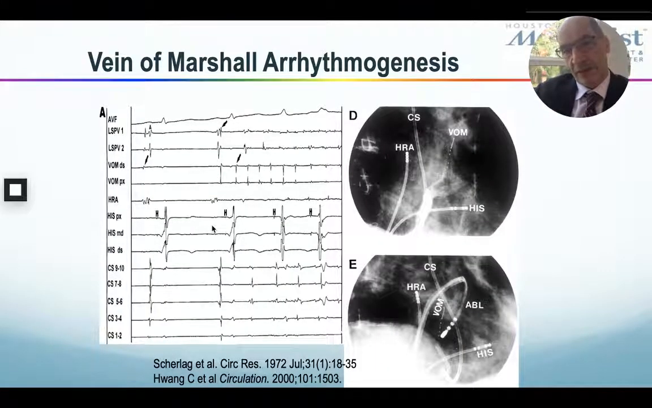Back in the 70s, Ben Sherlock showed that the vein of Marshall could be a site of atrial fibrillation triggers, and this was clinically proven later on by Chong Huang in the year 2000 when he cannulated the vein of Marshall using a Cardima catheter and showed initiation of atrial fibrillation arising from ectopic beats in the vein of Marshall that preceded even ectopic beats from the pulmonary veins.